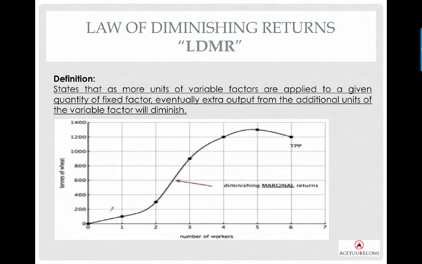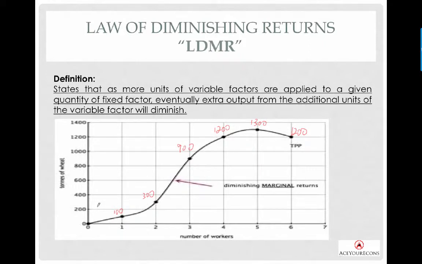All right. Let's look carefully. For the first worker, we have 100 production. For 2 workers, it is 300. 3 workers is 900. 4 workers is 1,002. 5 workers is 1,003. 6 workers is 1,002.